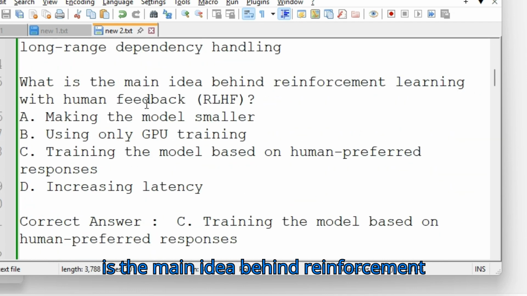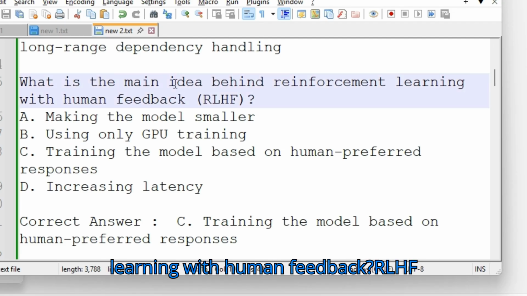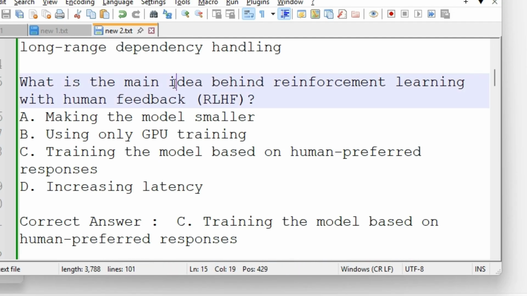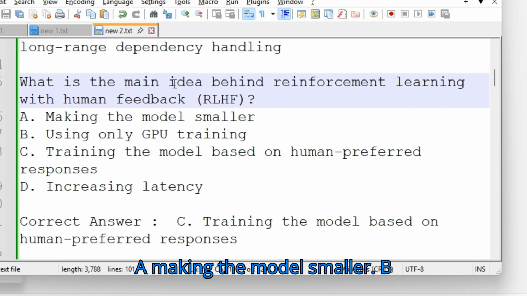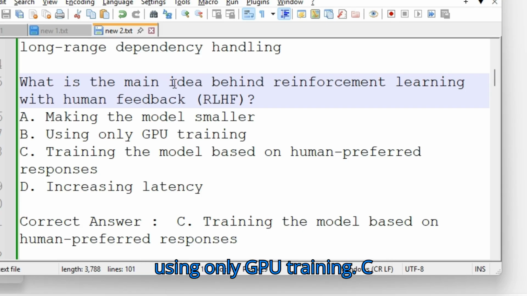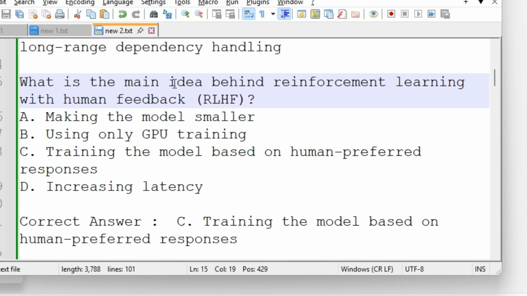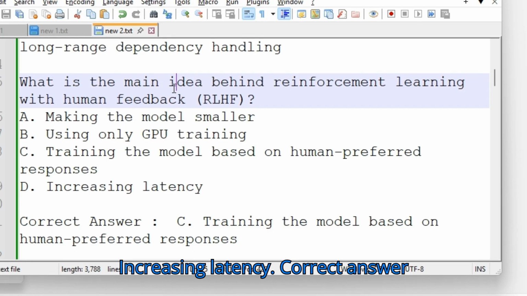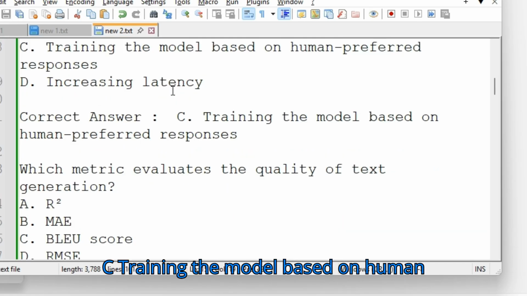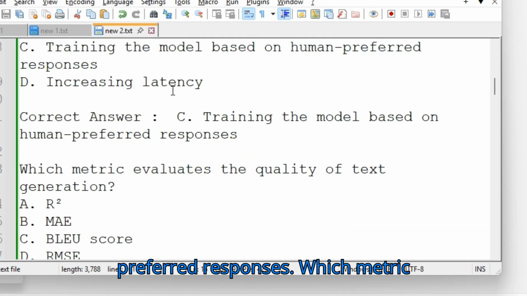What is the main idea behind reinforcement learning with human feedback, RLHF? A. Making the model smaller. B. Using only GPU training. C. Training the model based on human preferred responses. D. Increasing latency. Correct answer: C. Training the model based on human preferred responses.